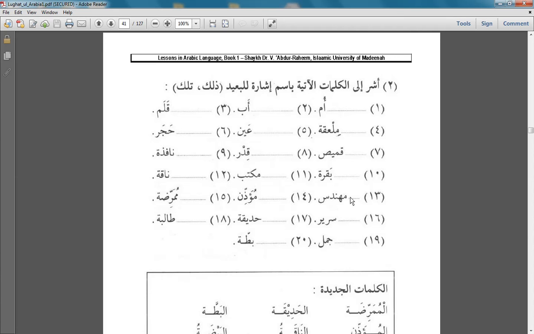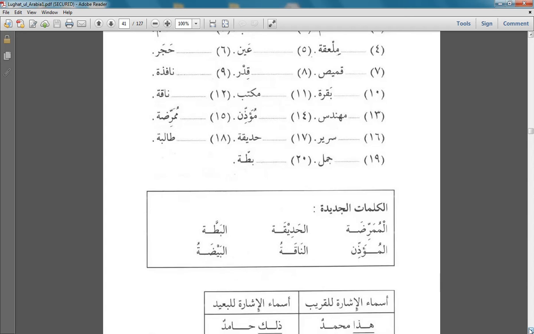Dhalika muhandisun, that is an engineer. ذلك مؤذن, that is a mu'adhin. تلك ممرضة, that is a nurse. ذلك سرير, that is a bed. تلك حديقة, that is a garden. تلك طالبة, that is a female student. ذلك جمل, that is a male camel. تلك بطة, that is a duck.